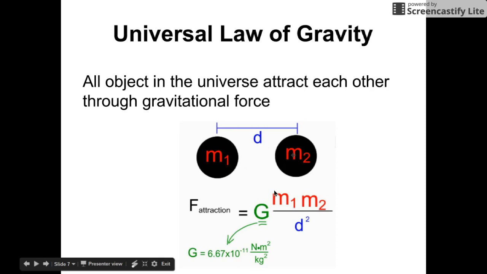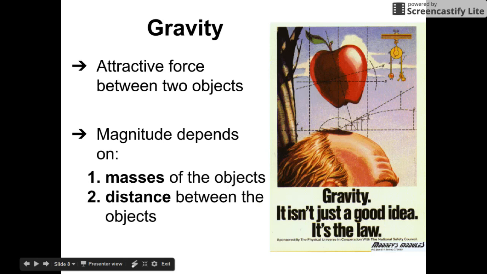So as you can see, mass is going to affect the amount of gravitational pull, and the distance between the objects is going to affect the amount of gravitational pull or attraction between 2 objects. So gravity is just defined as the attractive force between 2 objects. Again, everything around you is pulling on you with some force, but it's dependent upon the mass of the objects and the distance between them.